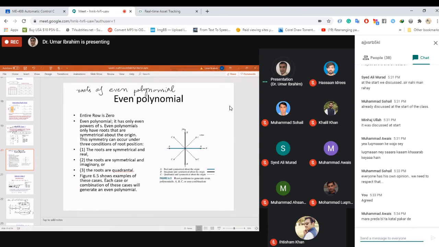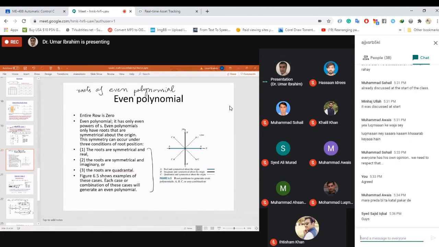And even polynomial roots follow these three rules. The roots are symmetric and real. The roots are symmetrical and imaginary. The roots are quadrilateral.